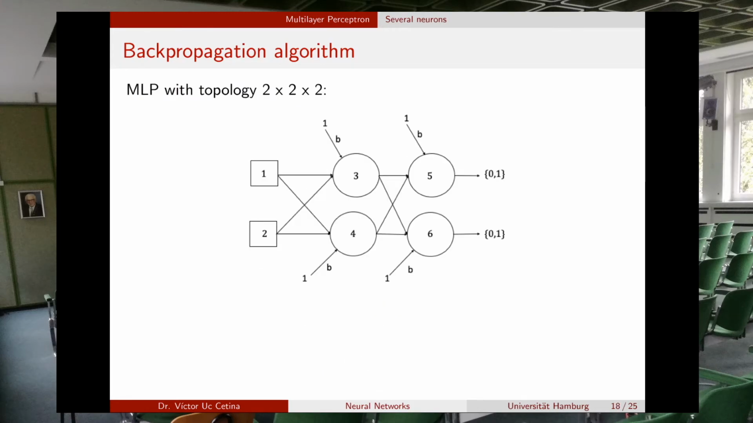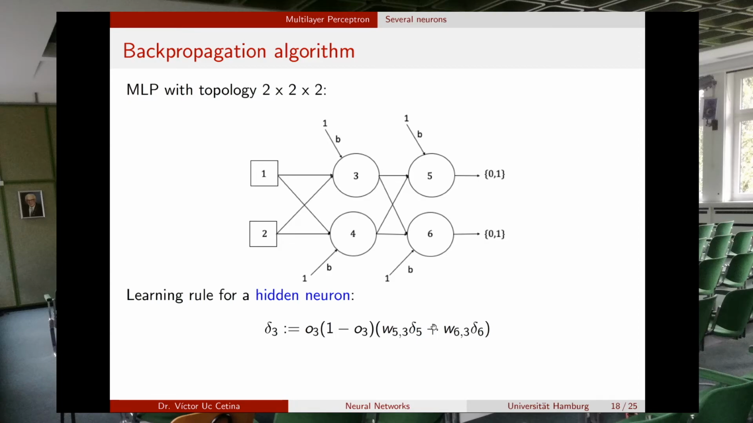Okay, now let's talk about the hidden neurons. We need to compute the delta of 3, and the delta of 3 will be first the derivative of the sigmoid, which is output of 3 times 1 minus output of 3. And as I said before, in these hidden neurons we don't have information about what should be going out here.